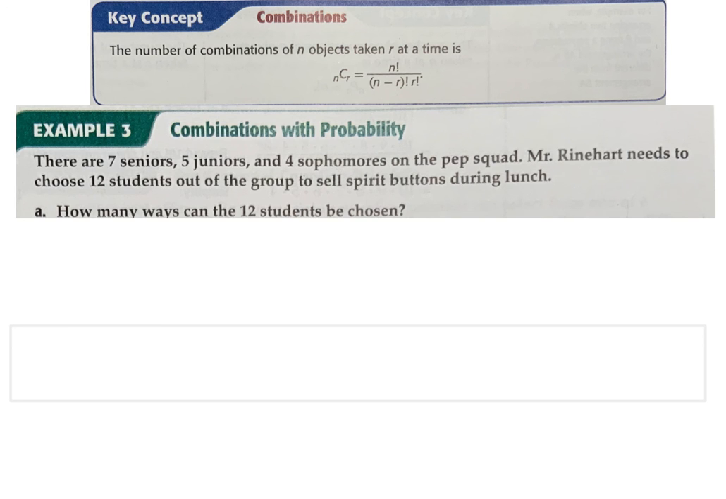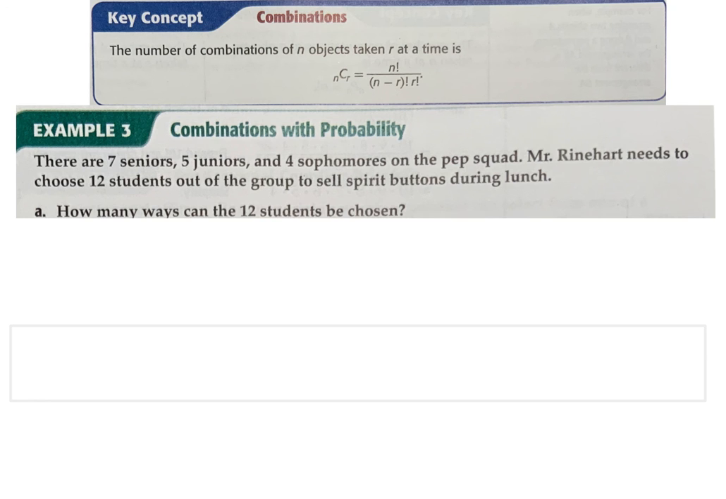If you look at the first example, there are 7 seniors, 5 juniors, and 4 sophomores on the PEP squad. Mr. Reinhardt needs to choose 12 students out of the group to sell spirit buttons during lunch. How many ways can the students be chosen? This order does not matter. The order in which those 12 people are chosen does not matter for this. It's just a group of people doing something. All right, and so for this is going to be a combination.